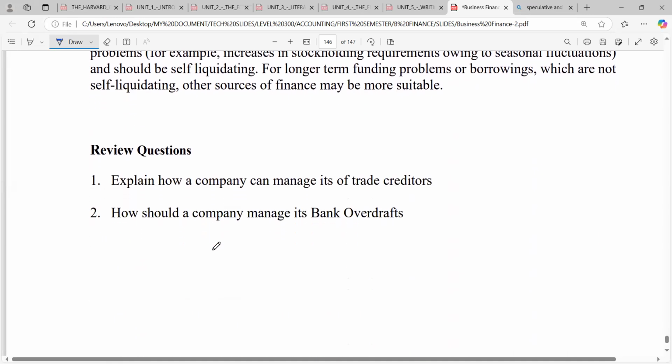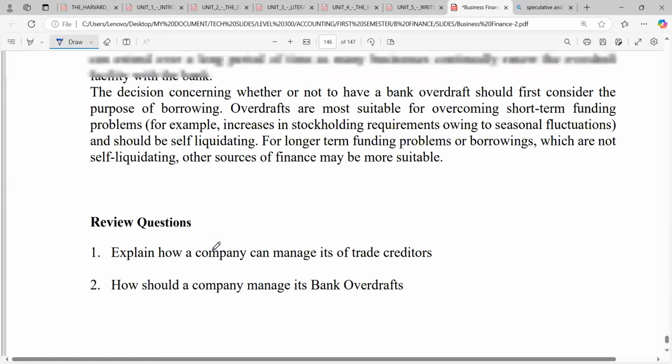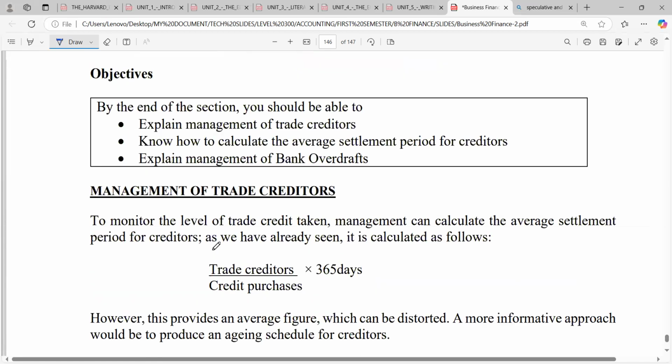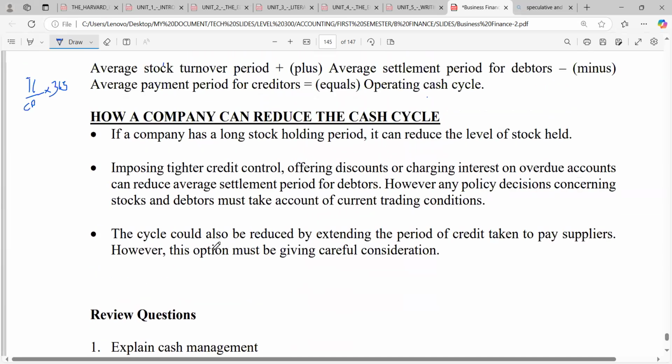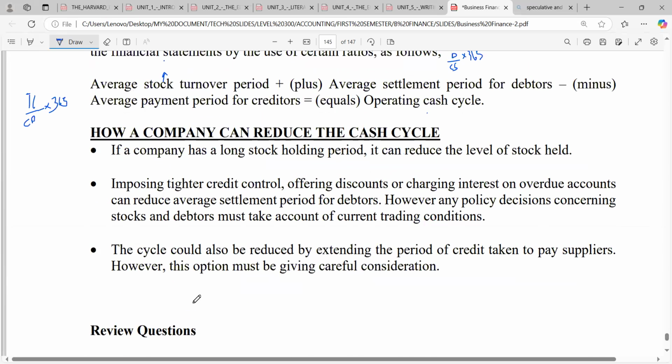And that will bring you to the end of working capital management. So, plus or minus, that is all about working capital management. Read more and then you'll be okay. I just wanted to give you an introduction and you'll be fine.